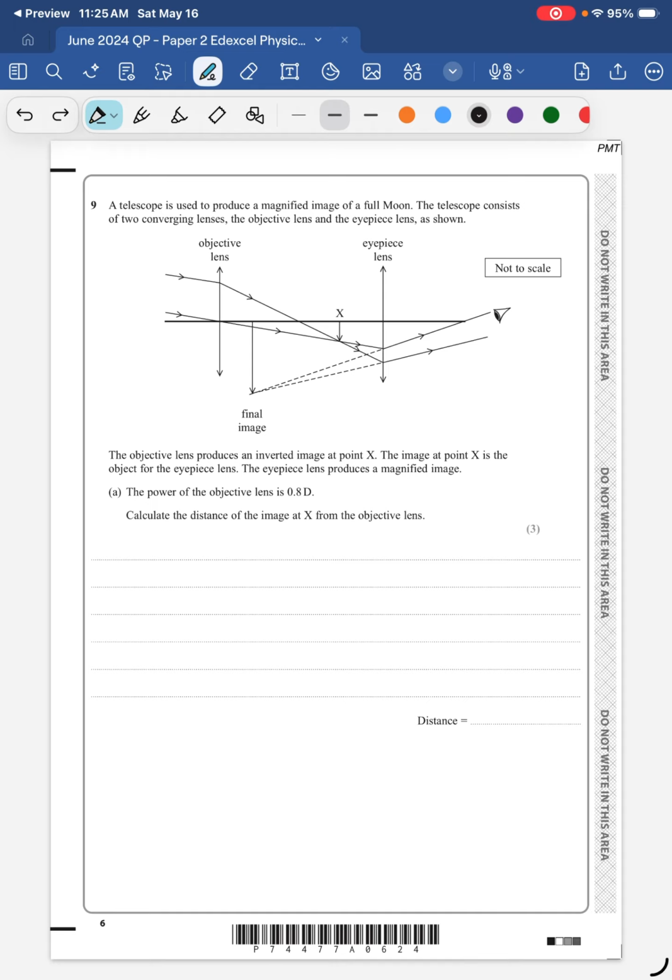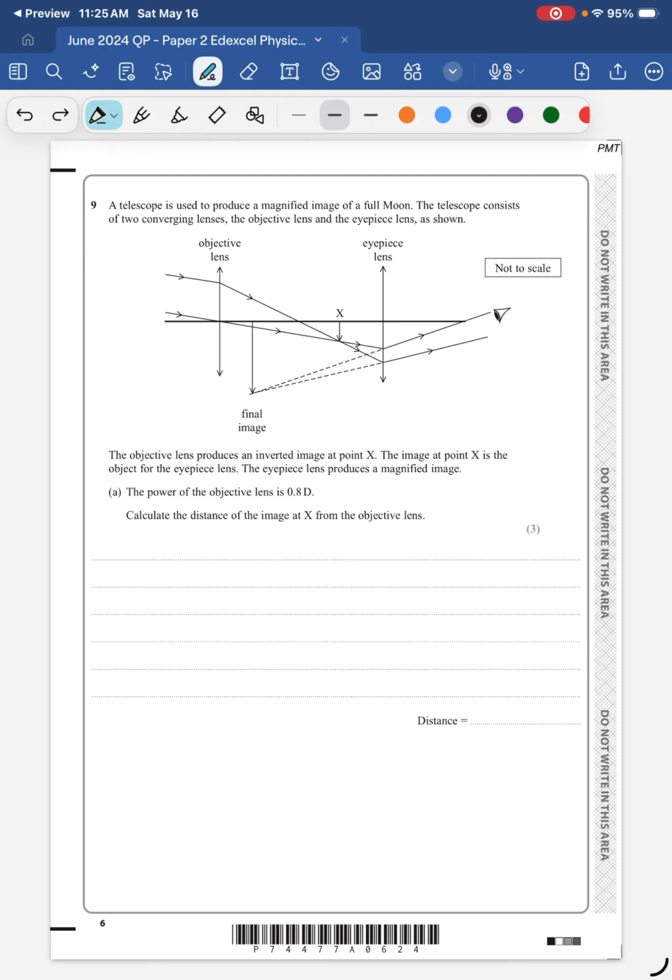But anyway, the objective lens produces an inverted image at point X. The image at point X is the object for the eyepiece lens. The eyepiece lens produces a magnified image. Question A: the power of the objective lens is 0.8 D. Calculate the distance of the image X from the objective lens.